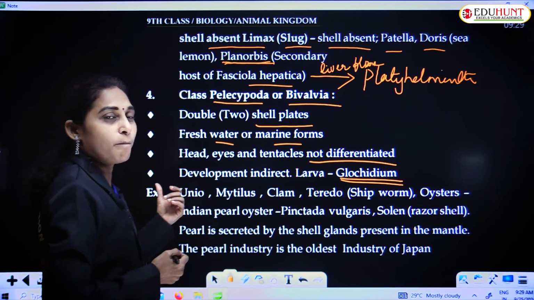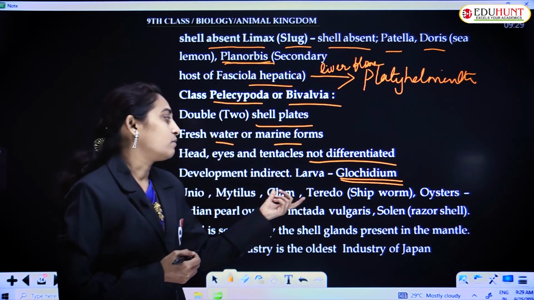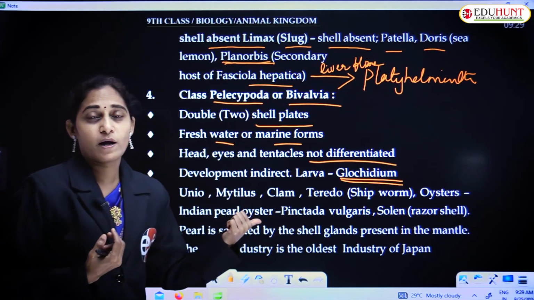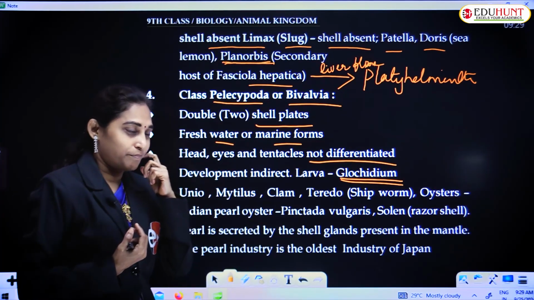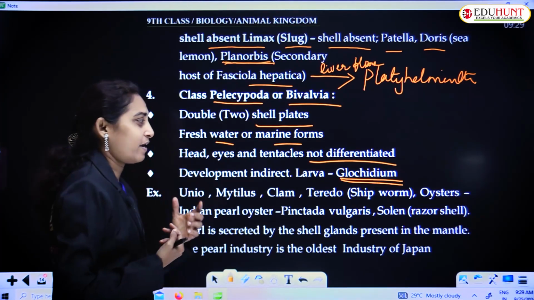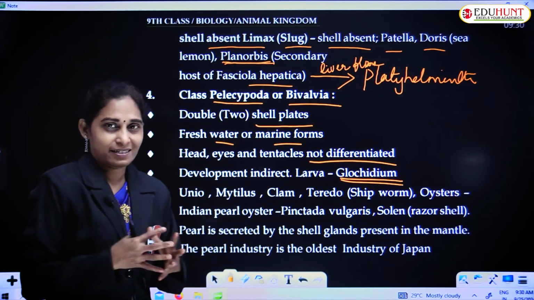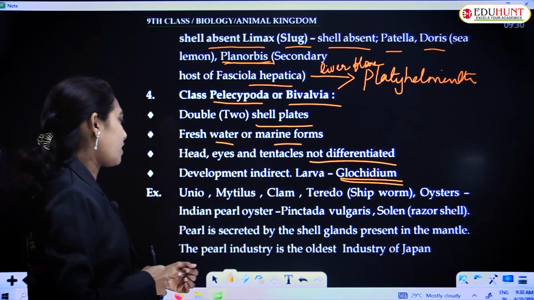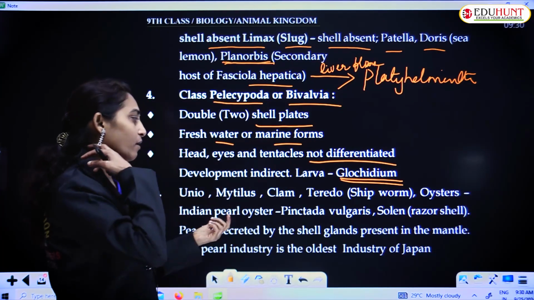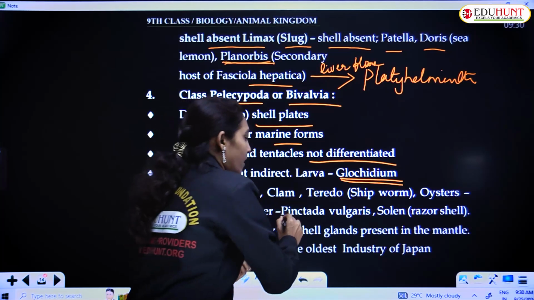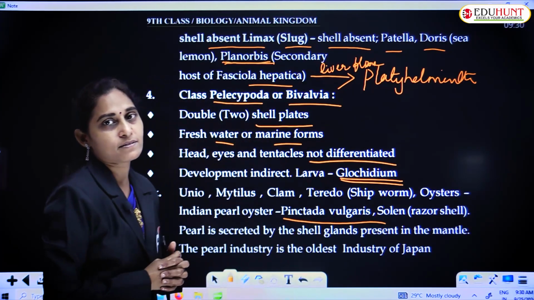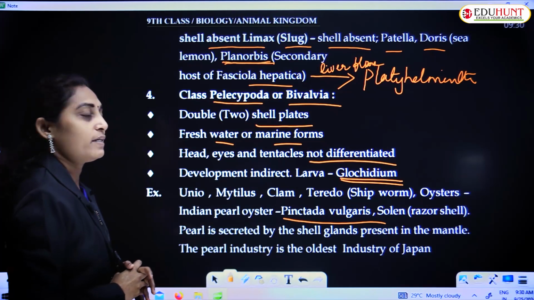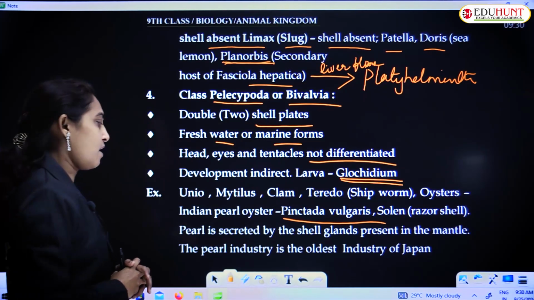Examples are Unio, Mytilus, clams. Pteredo is also known as shipworm. I'll show you one of the best videos on why the shipworms attack the ship and how they cause damage to the ship. Oysters: an Indian pearl oyster is called Pinctada vulgaris. Solen is called razor shell.